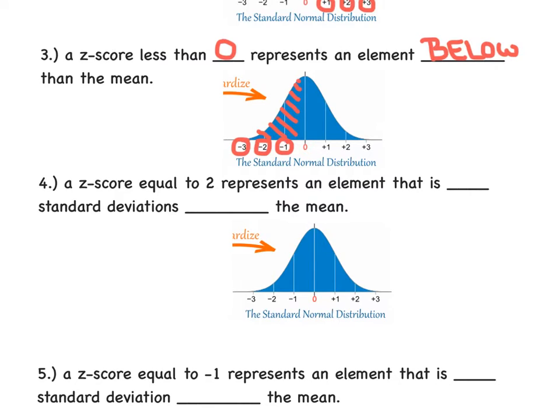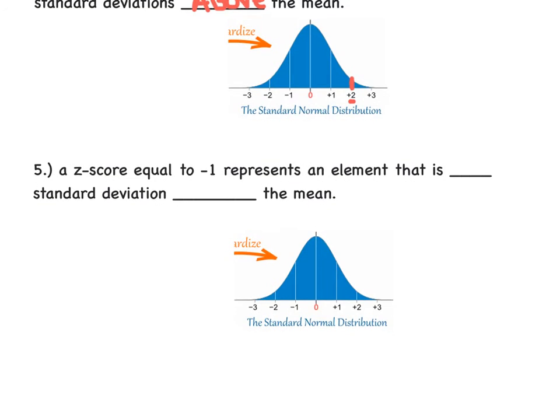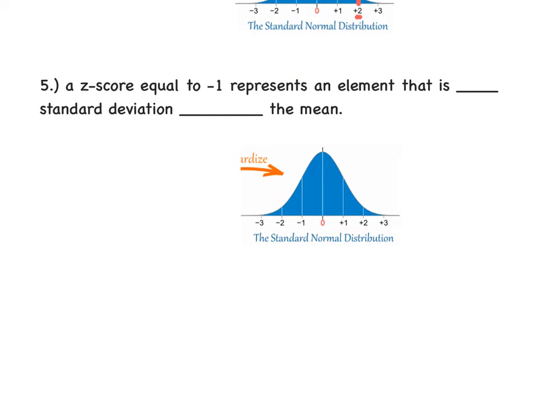Number 4, a z-score that's equal to 2 represents an element that is exactly 2 standard deviations above the mean. And I knew it was going to be above because this 2 here was a +2. So we're looking right here, that data element would fall right there at +2. Let's see. A z-score of -1 represents an element that is exactly 1 standard deviation below the mean. Again, the negative corresponds to below. So we'd be sitting right here within the distribution, right here at -1.